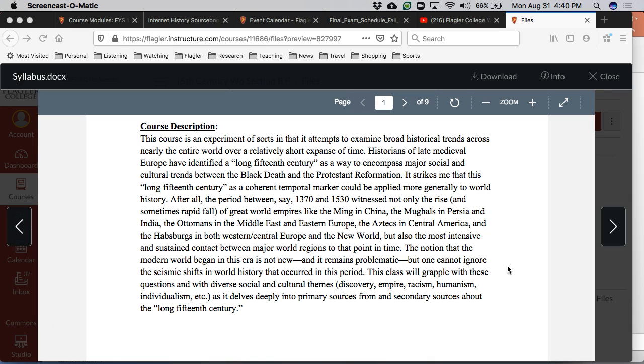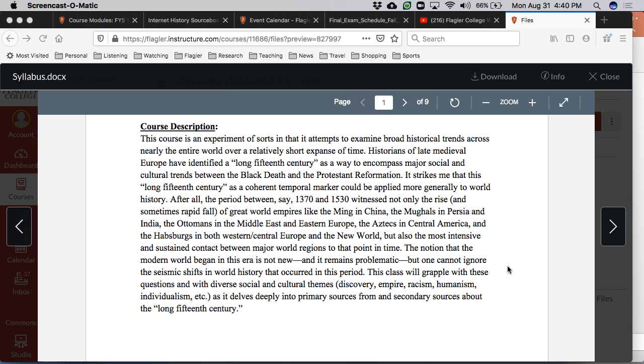Now, worldwide, these chronological parameters may be helpful when we apply them to some other things that are happening. In 1368, for instance, the Yuan dynasty in China is overthrown, and we see the establishment.